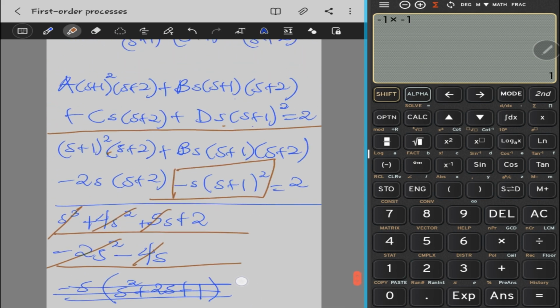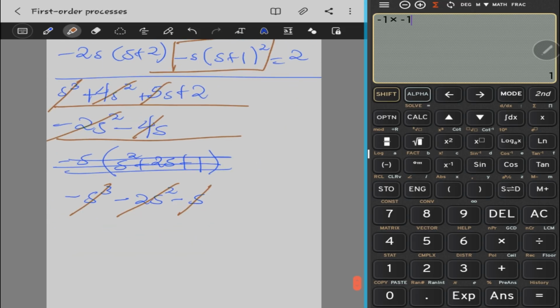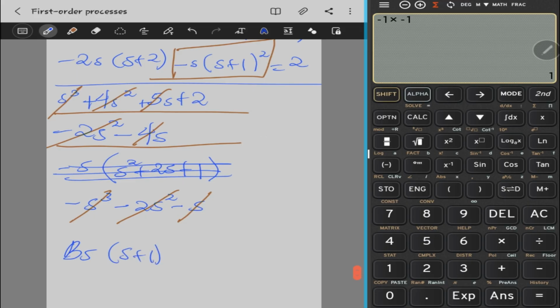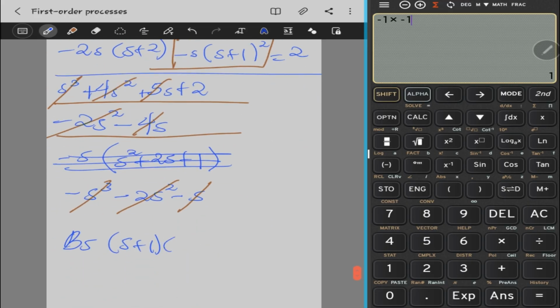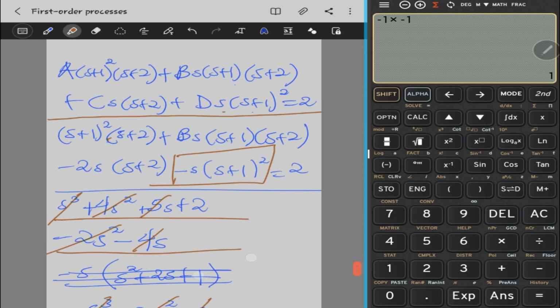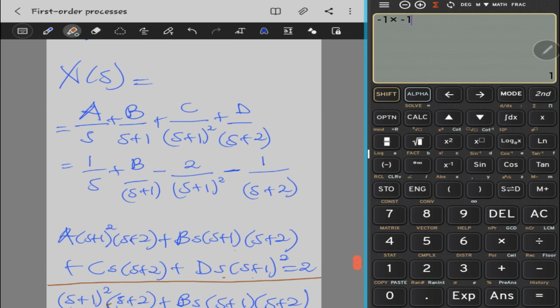So what that actually means is that on the left hand side we have bs into bracket s plus 1, and we have s plus 2, plus 2 being equal to 2. And then we know this can take care of them. So that would mean that all this expansion here is equal to 0. And we've already found when s is equal to minus 2, s is equal to minus 1, and s is 0. So definitely we can see that b is equal to 0. So this whole thing here is taken care of.